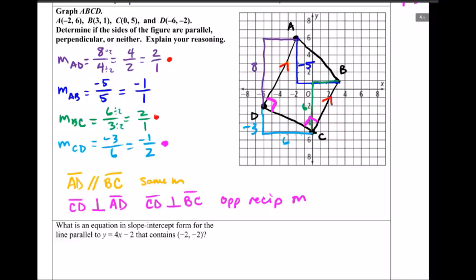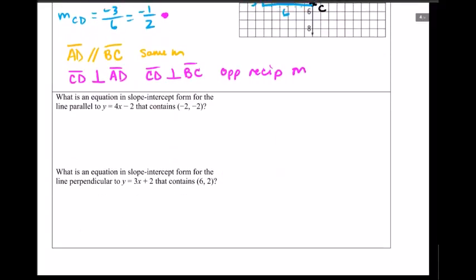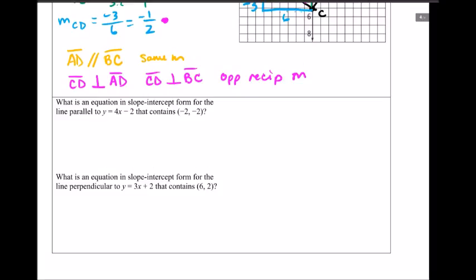Poor line AB doesn't play with anybody. But we do have 2 parallel lines and 2 perpendicular lines. All right, that was fun. Now, that is the end of the regular lesson. We did have a reference section that reviewed some things that you learned in algebra. So you can stop there. That is what is on the standard test. But if you want to go on and do a little review, we're going to do the next 2 problems.